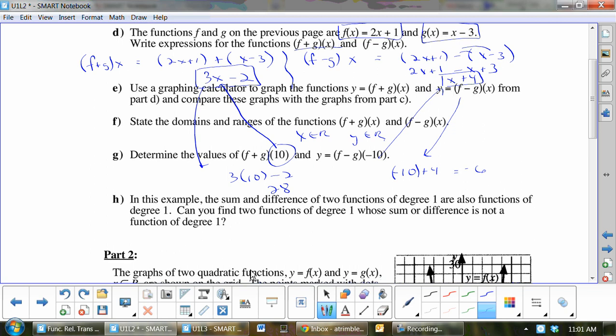1 degree plus 1 degree will be 1 degree. But what if we had this example? So f of x equals, say, 3x plus 6, and g of x equals 3x plus 4. And I go, do f of x minus g of x. Well, that's 3x plus 6 minus 3x plus 4. You see the answer we're going to get is, what would it be? 2. Does that have degree 1? No. This is degree 0.